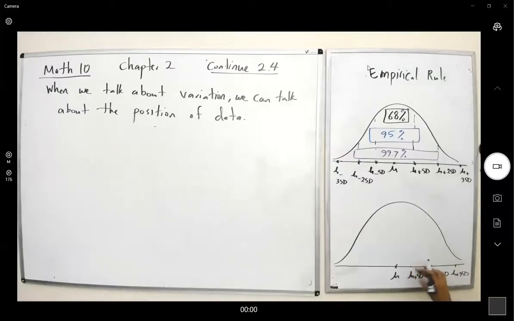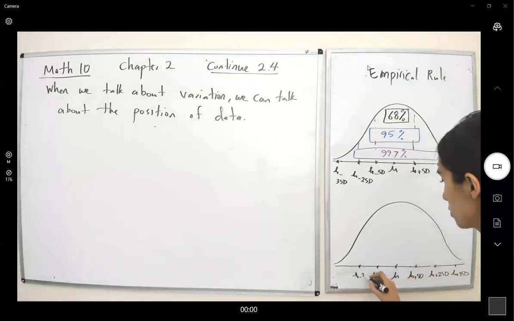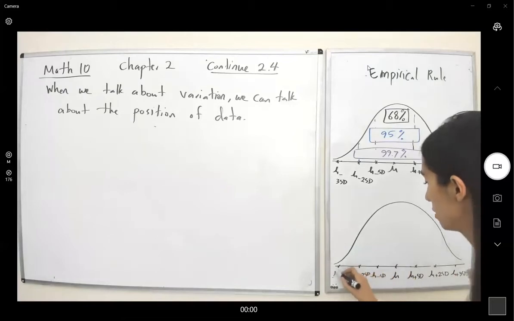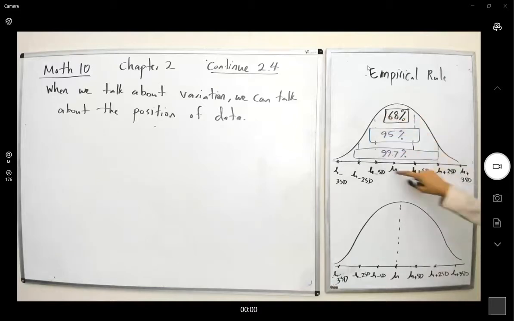So make sure the scale is correct. And on the left-hand side, mean minus 1 standard deviation, mean minus 2 standard deviations, and mean minus 3 standard deviations. Okay, so this is my mean. I'm using this vertical line to just divide this into 50%, 50%. Okay, so I have 68% covering the middle part.